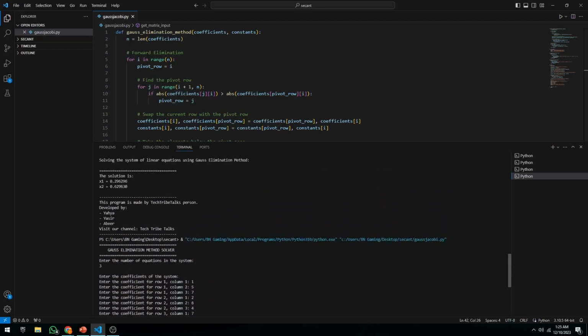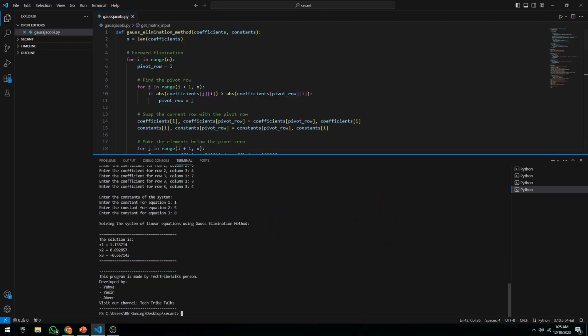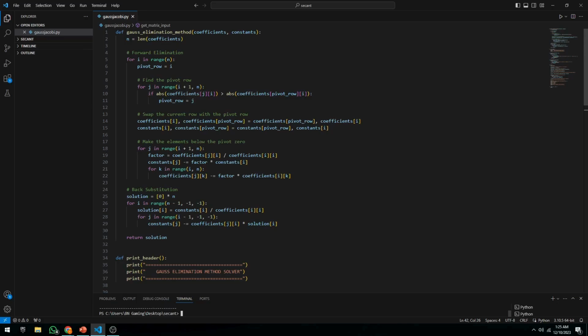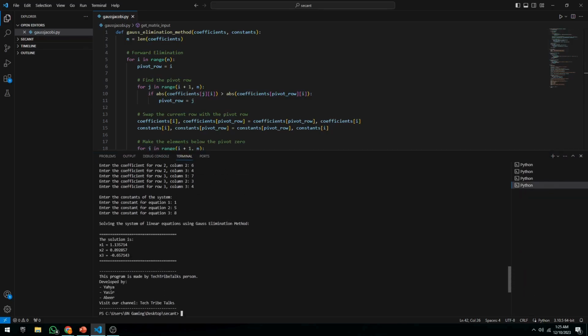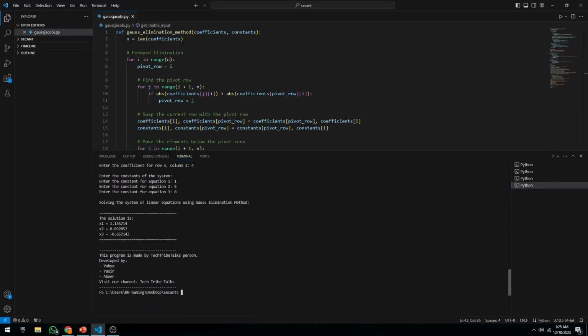So that's pretty much the basic implementation of Gauss elimination method in Python, and I hope you guys understood the implementation of the code and the slides. And with this we'll end our video.